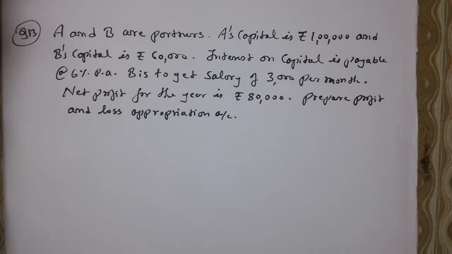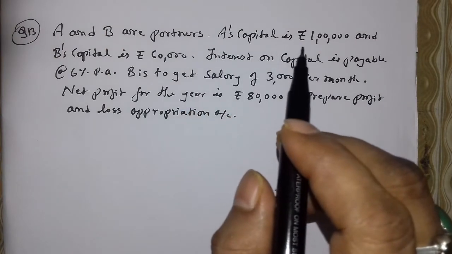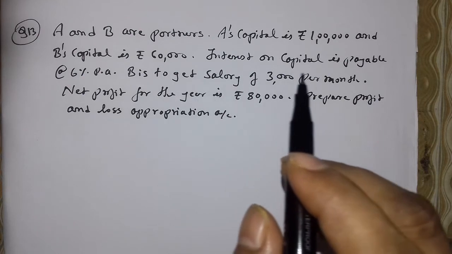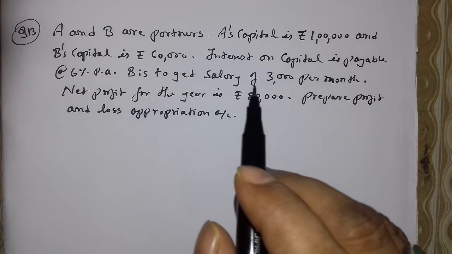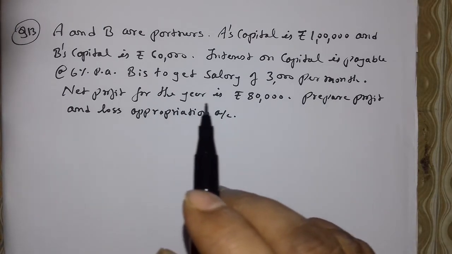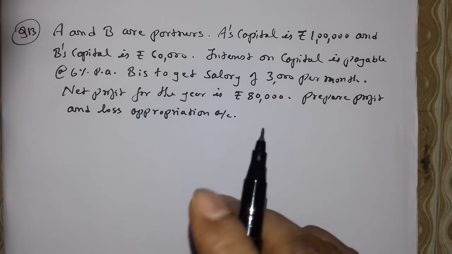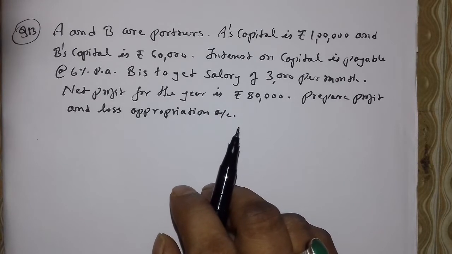So the question is that A and B are partners. A's capital is rupees 1 lakh and B's capital is 60,000. Interest on capital is payable at the rate of 6% per annum. B is to get a salary of 3,000 per month. Net profit for the year is 80,000. This is the same net profit which the firm has earned after preparing profit and loss account.